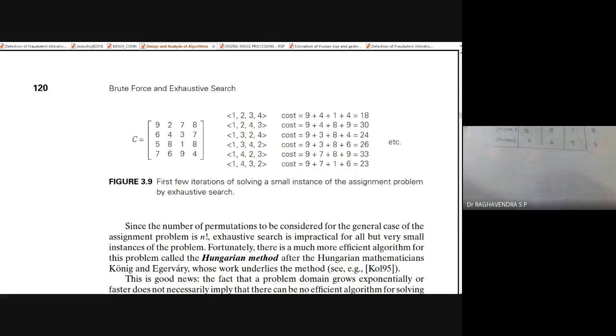Now, this assignment problem can also be solved by using the Hungarian method. I think, if you have studied operation research in your BCA... Have you studied operation research? Okay, no problem. The next thing is, the same problem we can solve using the Hungarian method.